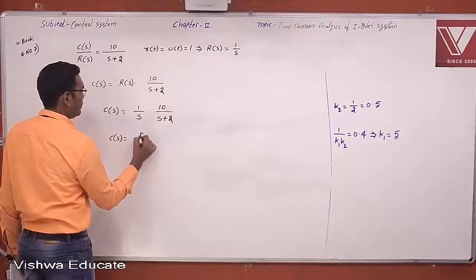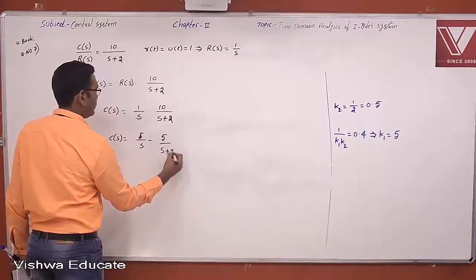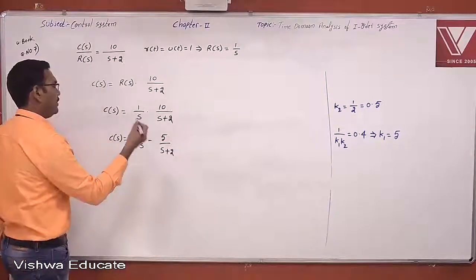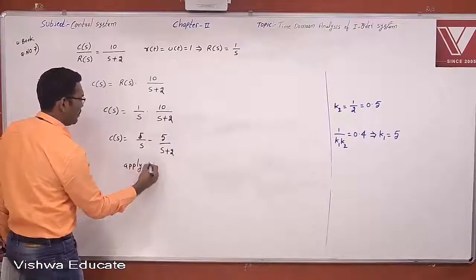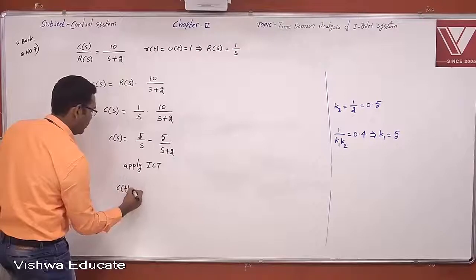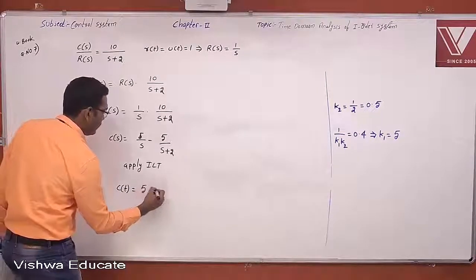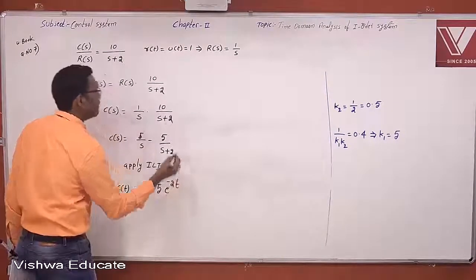5 by s minus 5 by s plus 2. So 5 into 2, 10, right? Therefore, apply inverse Laplace transformation. C of s gives C of t, which is equal to 5 minus 5 into e power minus 2t.